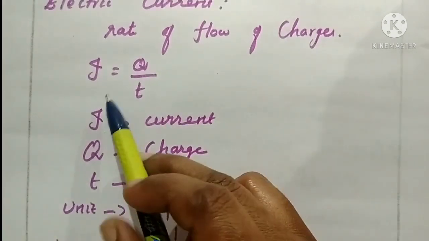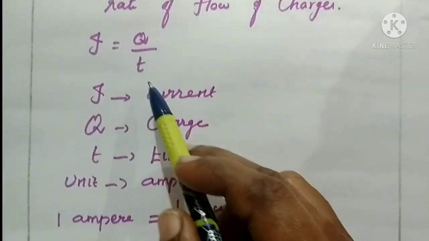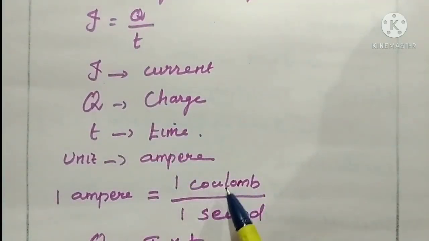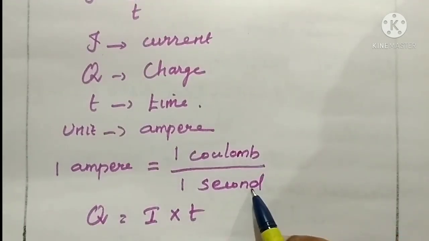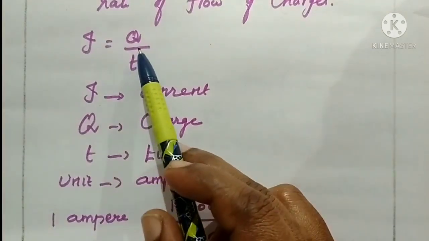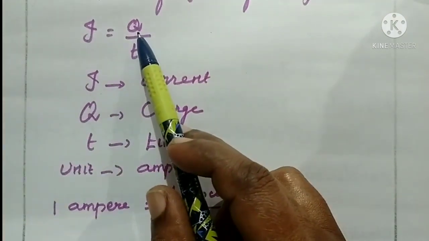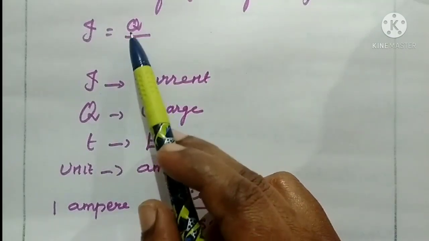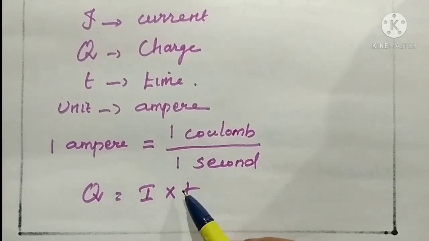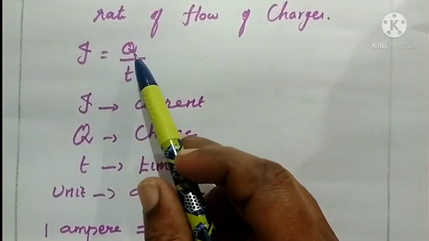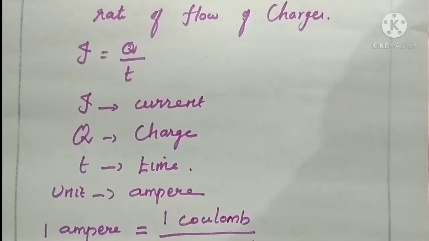Now we are going to define what is 1 ampere. 1 ampere is equal to 1 coulomb by 1 second. That is, if 1 coulomb of charge flows per 1 second, that is called 1 ampere of current. Now from this, suppose they are asking you to find the charge. Charge is equal to current into time. Q is equal to I into T, and I is equal to charge by time.